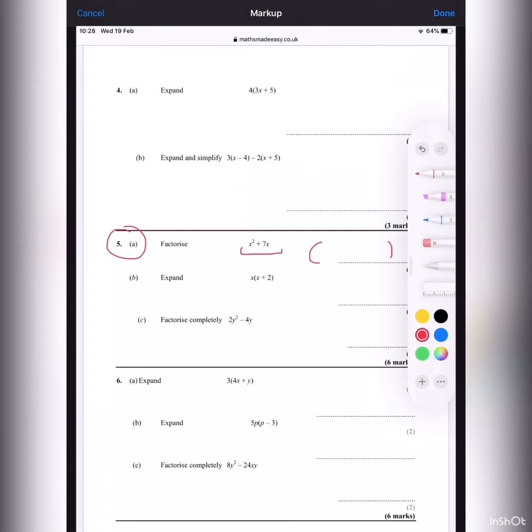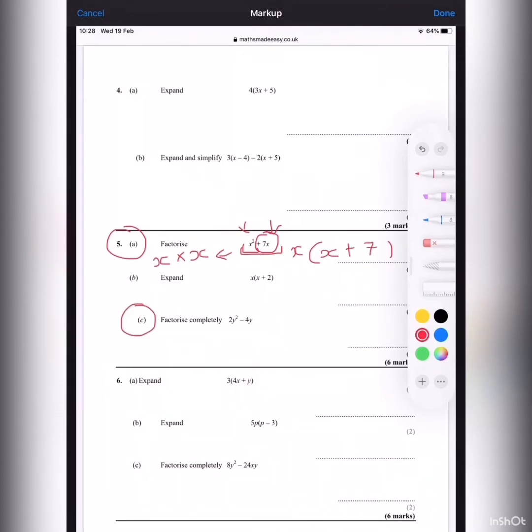We need to see what's common between them both. Well, hopefully we can see that in both of them there is an x, so x goes on the outside. Then we need to think about what we times x by to get x squared. Now remember, x squared means x times x. Therefore, inside our bracket we must have another x. Then we need to think what we times it by to get plus 7x. So it must just be plus 7.